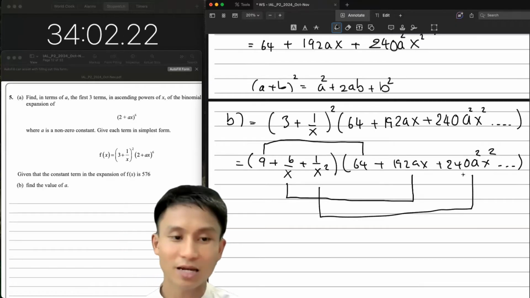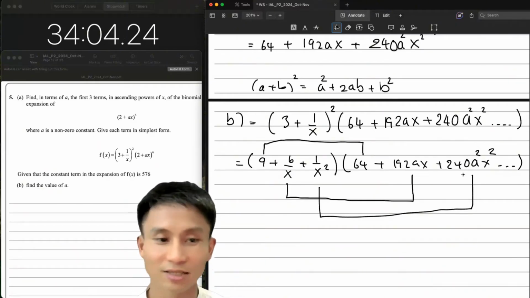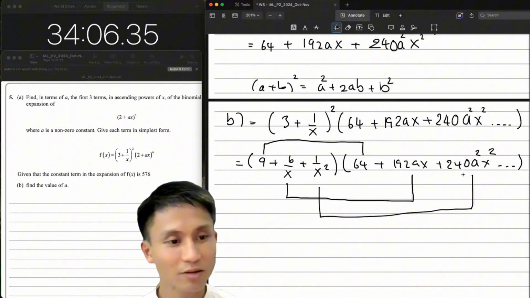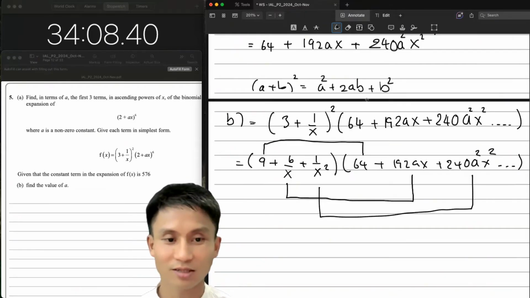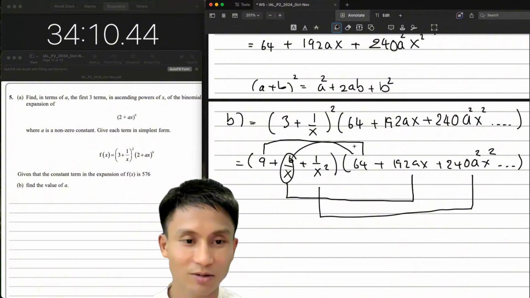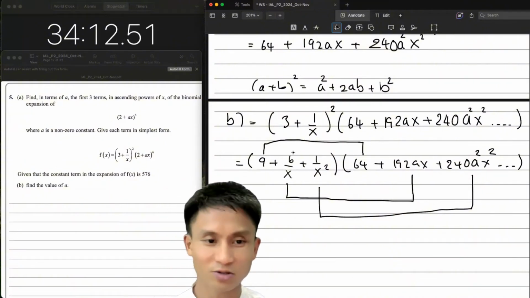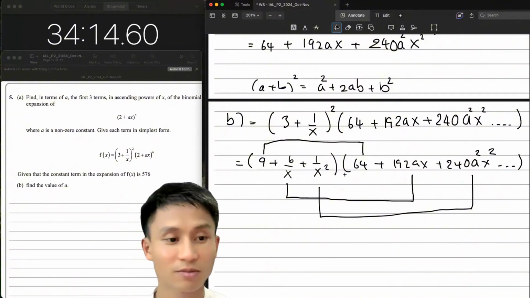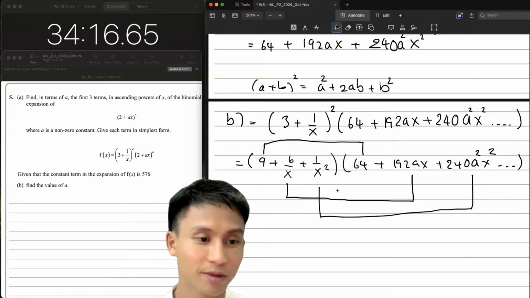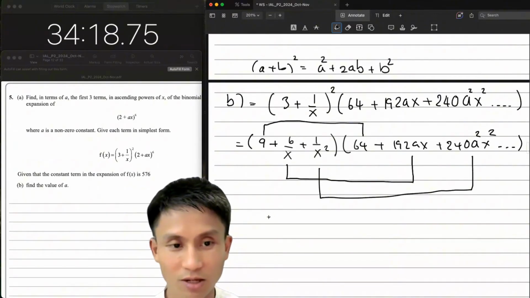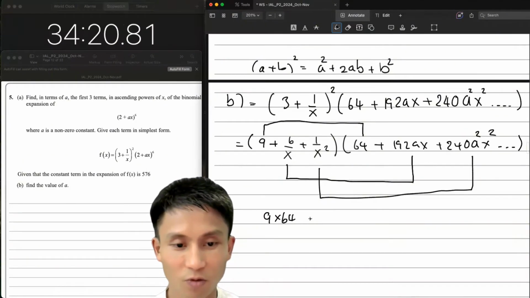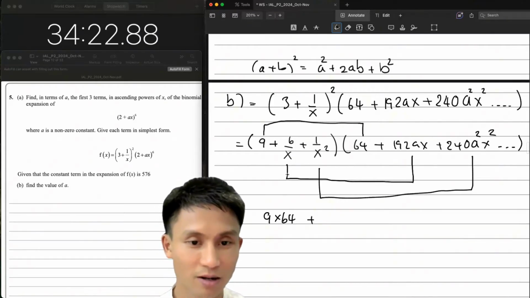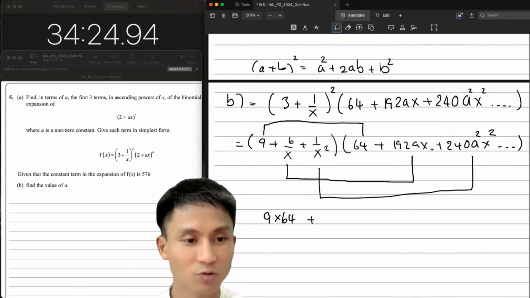Because, for example, if you take 9 with other terms, you get x's now. 6 over x with other terms, you also get x's. Even 6 over x with this term, you get x over x squared down there. So that's not going to give you a constant term, which is what it wants there, right? So the constant term here being 9 times 64 plus, that's the first pair. The second pair is where the x will cancel there.